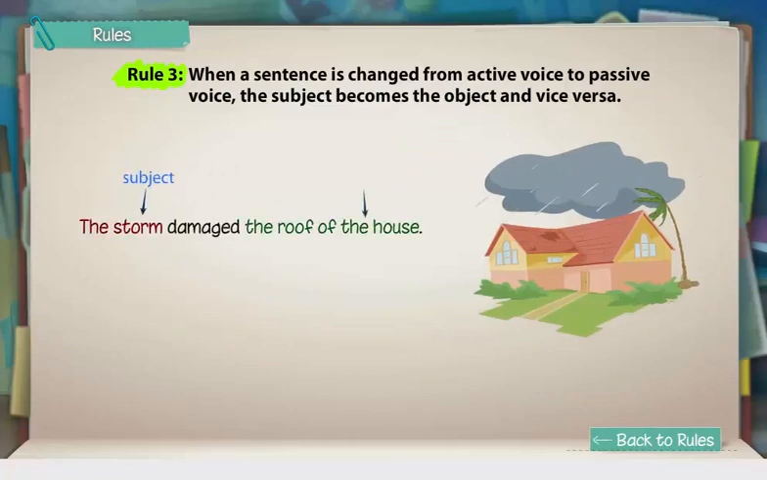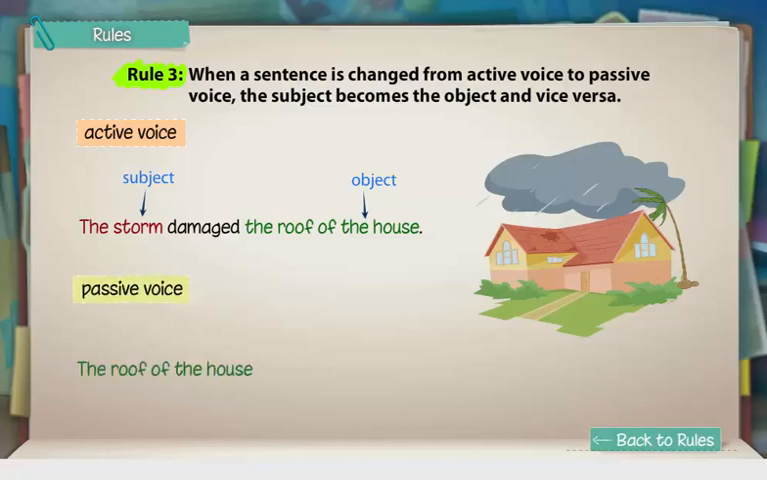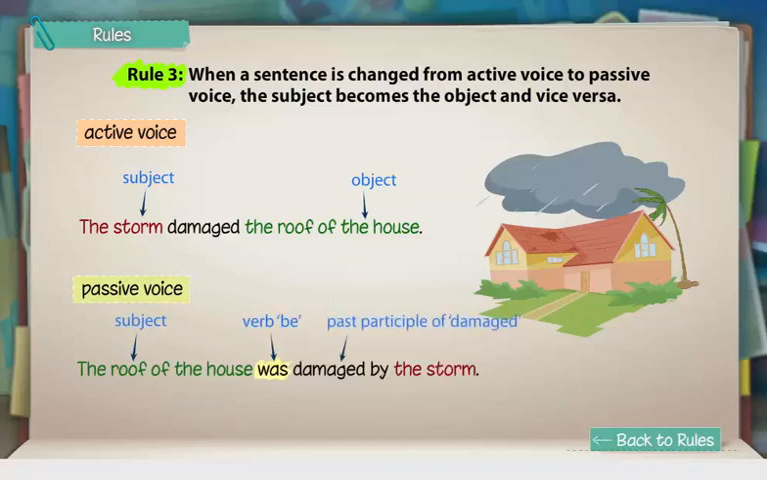This sentence is in the active voice. To change the sentence to the passive voice, make the object, the roof of the house, the subject. Use the correct form of the verb be and the past participle of damage. Then use the preposition by, followed by the object, the storm, which is the subject in the original sentence.